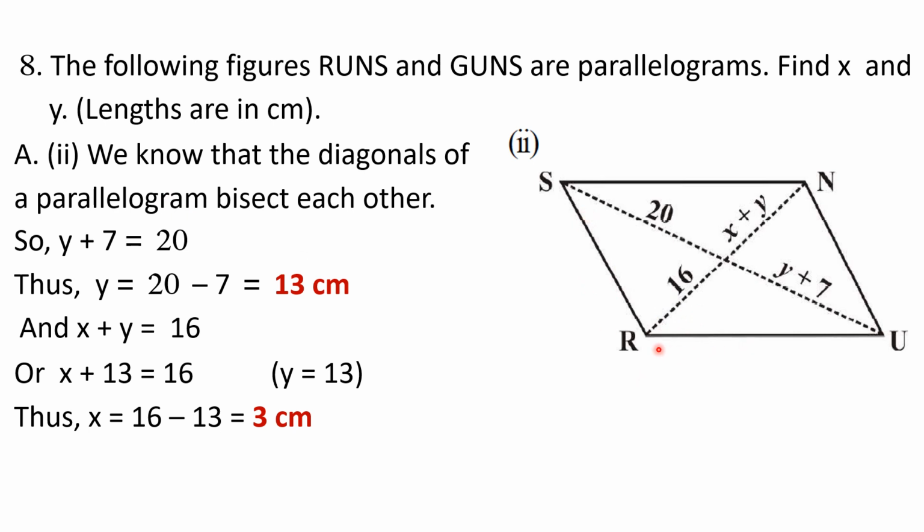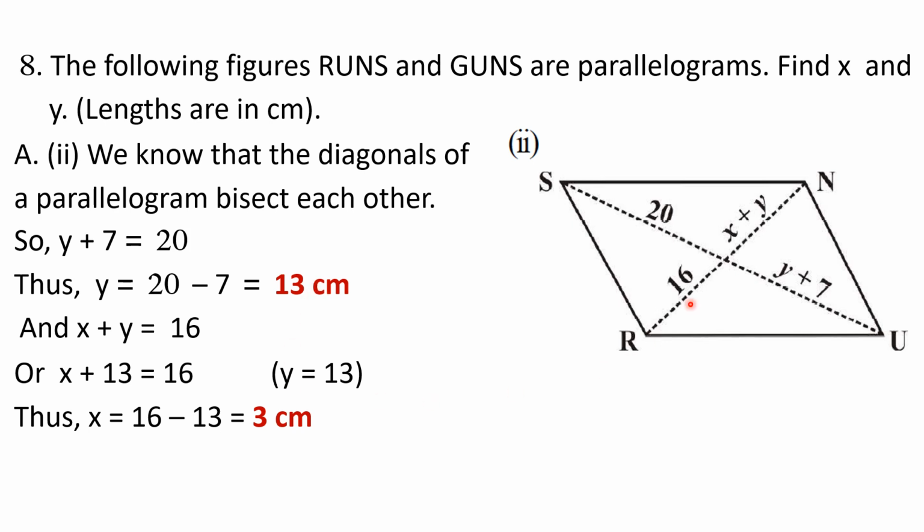Here we have RUNS, R, U, N and S. Again, we know that the diagonals of a parallelogram bisect each other, because here they have mentioned the segments of these diagonals. So we know that in a parallelogram, the diagonals bisect each other. So what does this mean? Y plus 7 is equal to 20. Thus, y is equal to 20 minus 7 is equal to 13 centimeters.